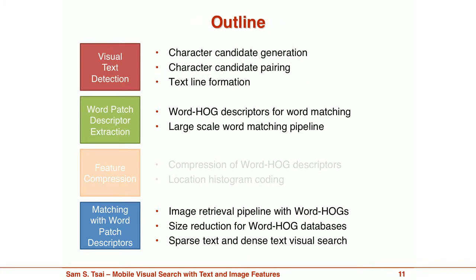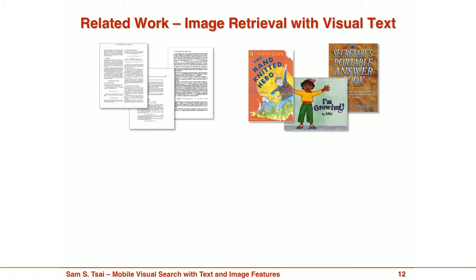For the talk today, in the interest of time, I will focus on visual text detection, word patch descriptor extraction, and matching with word patch descriptors. But before talking about what I do, let's briefly look at what other people have done. In essence, what we're trying to do is perform image retrieval with visual text information.